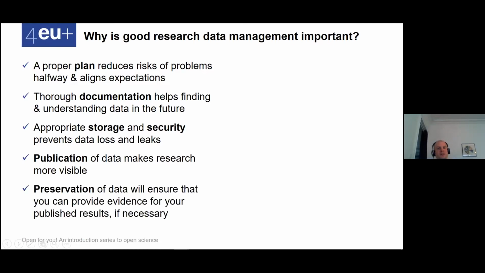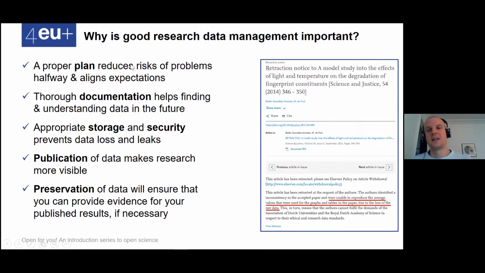And finally, preservation of data would ensure that you can provide evidence for your published results if necessary, and that's actually a requirement that you have data underlying your articles, for example, available to demonstrate that what you have written in your article is valid. You see, unfortunately, quite a few papers that have to get retracted because the underlying data is not available anymore.